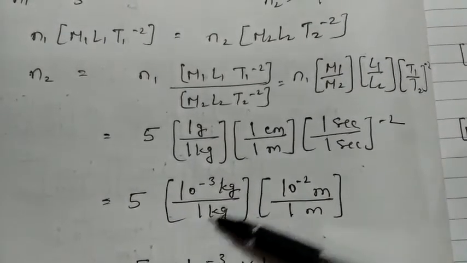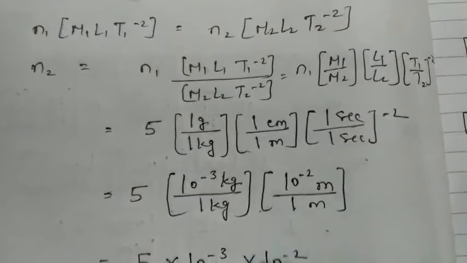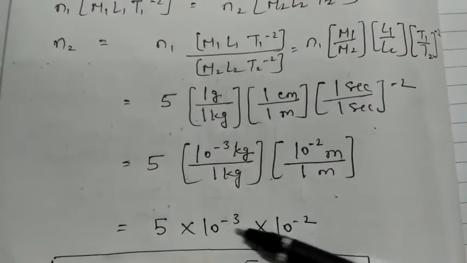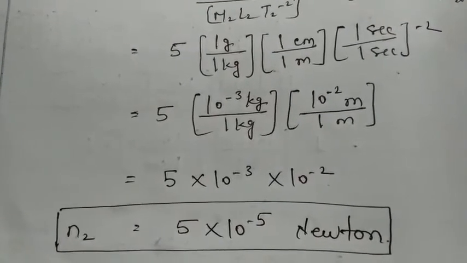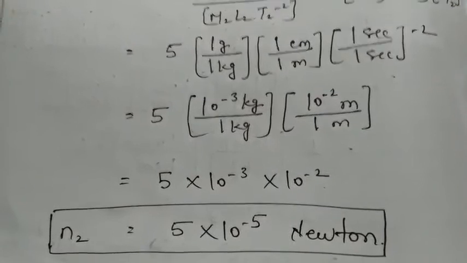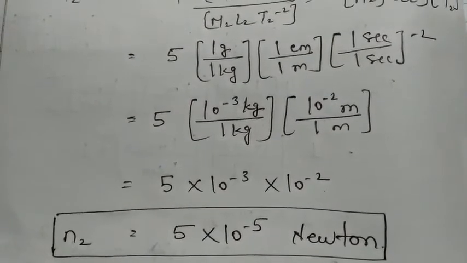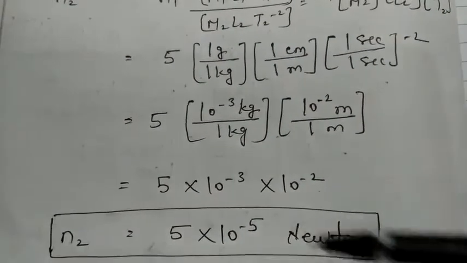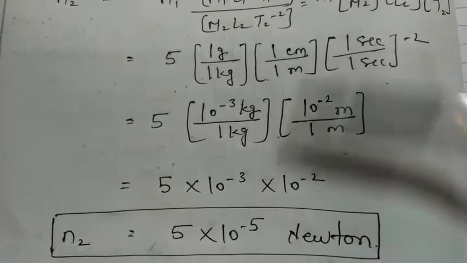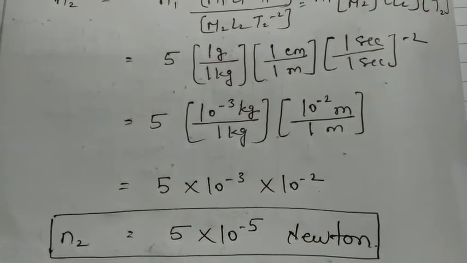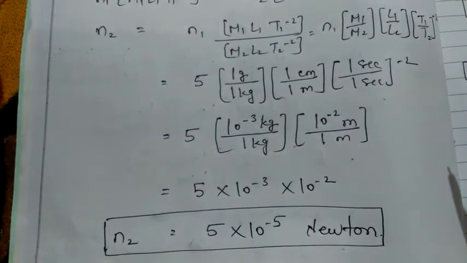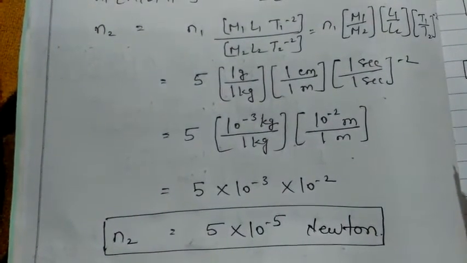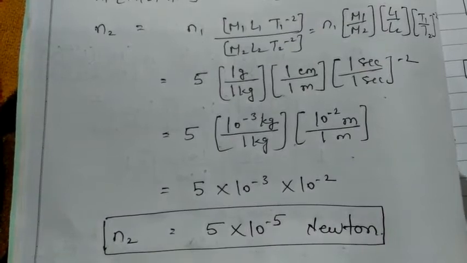Now kilogram and meter cancel. We have 5 into 10 to the power minus 3 into 10 to the power minus 2, or N2 equals 5 into 10 to the power minus 5 Newton. So when we convert dyne into Newton, we have one multiplier, this is 10 to the power minus 5. I hope you all have understood this, and if you have any doubt, any query, you can contact me, you can WhatsApp me.